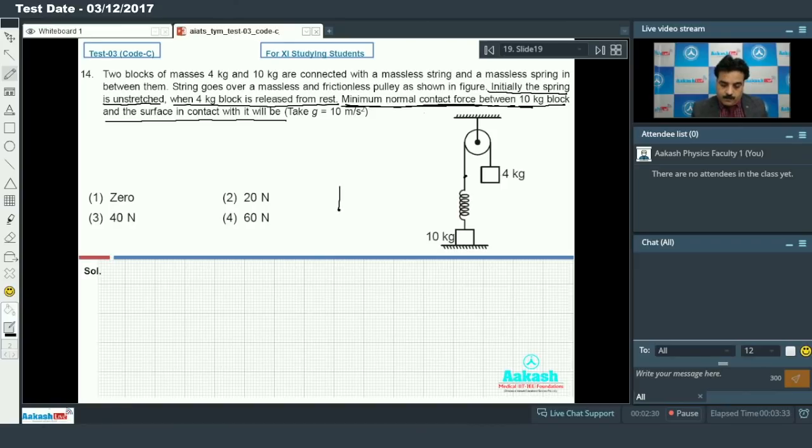So now I am going to make the free body diagram. If I consider this is the minimum normal force, this is the direction of the force applied by the spring, that is given by kx, and x will be the maximum.